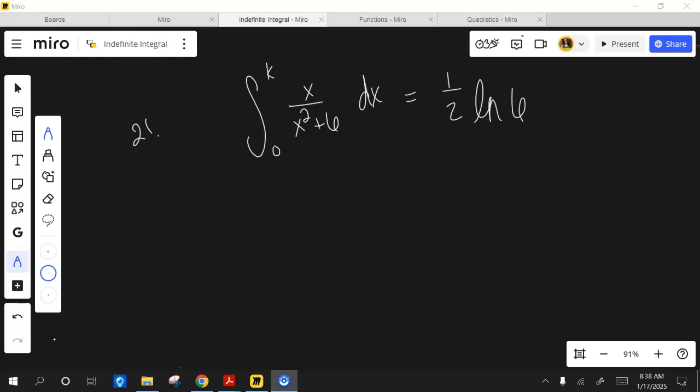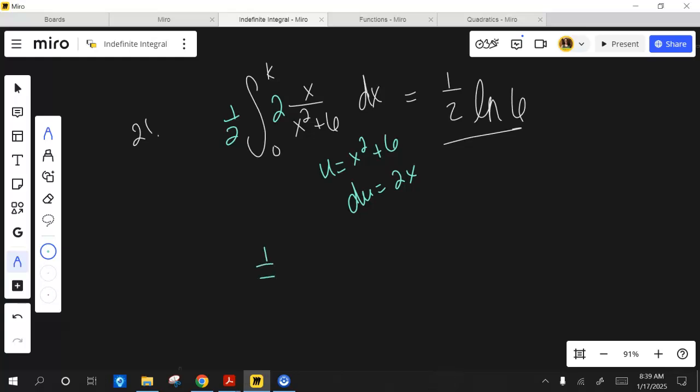So what I did was I first said, okay, can I evaluate the left side? Because here I've just got a number. Is this going to give me something that I could evaluate? So I try to use sub, and I said, what if u is x squared plus 6? That means du would be 2x. Means I need a 2 and a 1 half. So I end up with 1 half the integral of du over u.